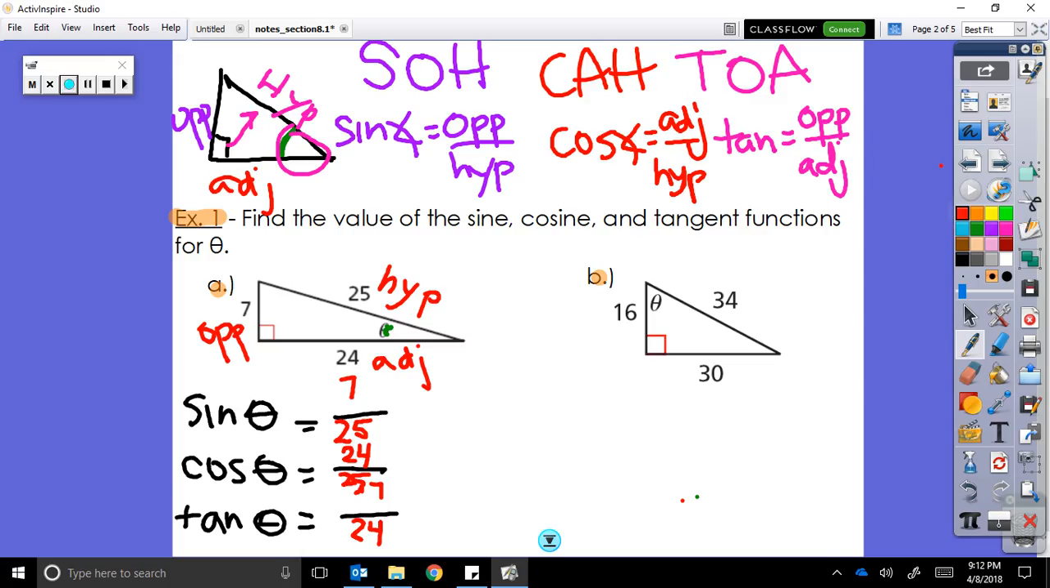Alright, now I want you to look at B, and I'm going to go ahead and write out my sine theta, cosine theta, tangent theta. Put my equal sign with my fraction bars. I'm going to go ahead and write all of that out. Okay, I want you to be careful when you're answering this one. Notice that my theta is up here in the corner. So my opposite is not going to be the 16. The opposite is going to be the side opposite that angle that I just marked. Okay, so take just a minute with your group, with your partner, and see if you can answer these.